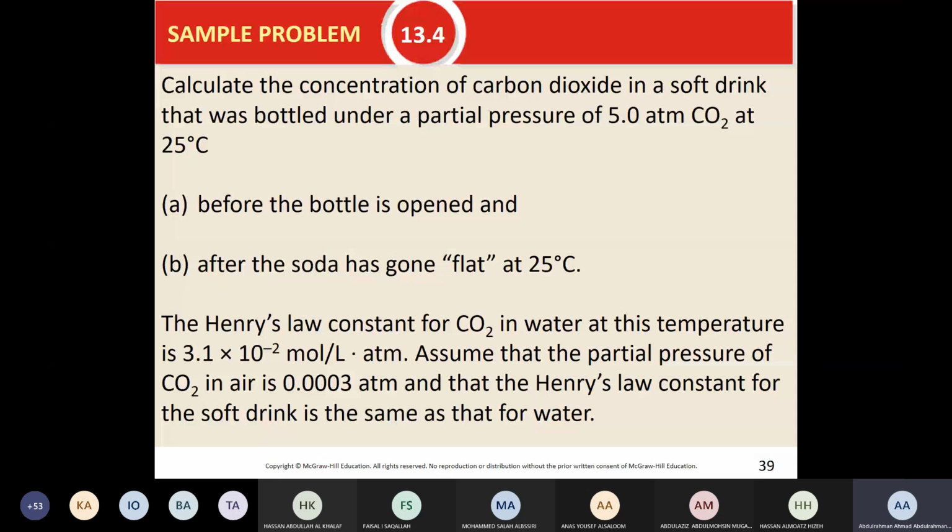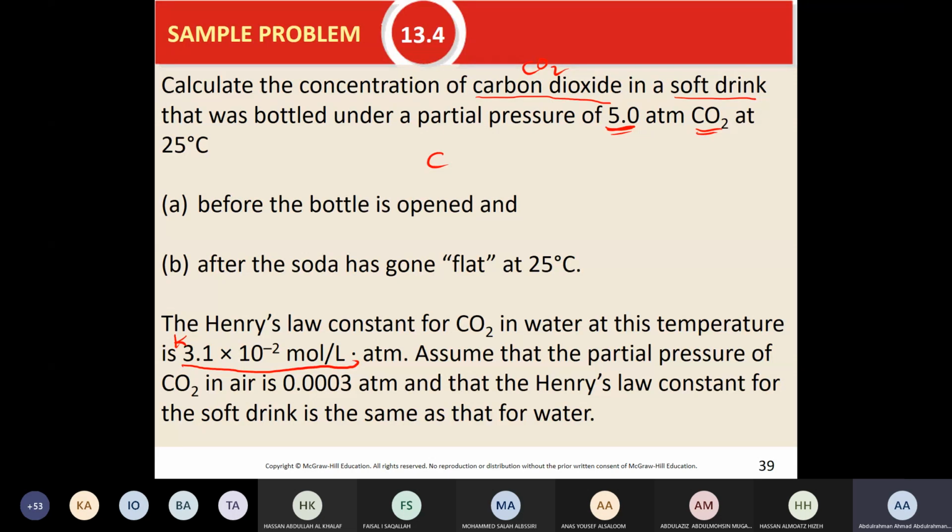Let's solve this problem. Calculate the concentration of carbon dioxide in a soft drink. When they make a soft drink, they put CO2 under pressure. The pressure of CO2 is 5 atmospheres. So what will be C if the pressure of CO2 is 5 atmospheres and the Henry's constant is given to you here? This is K.